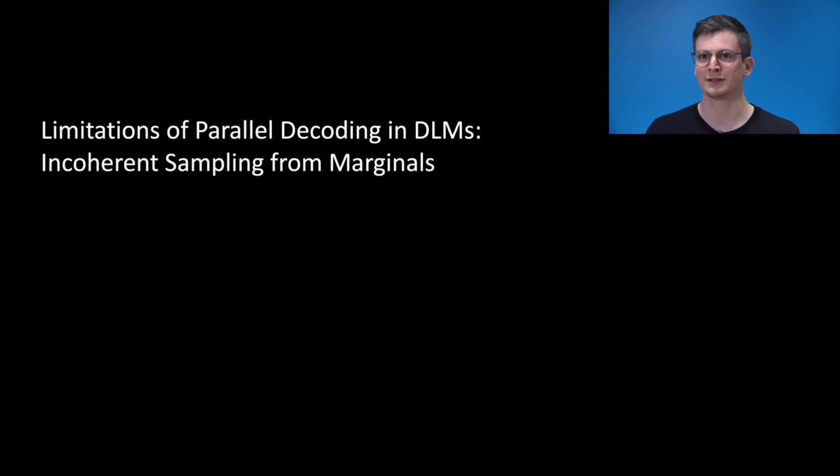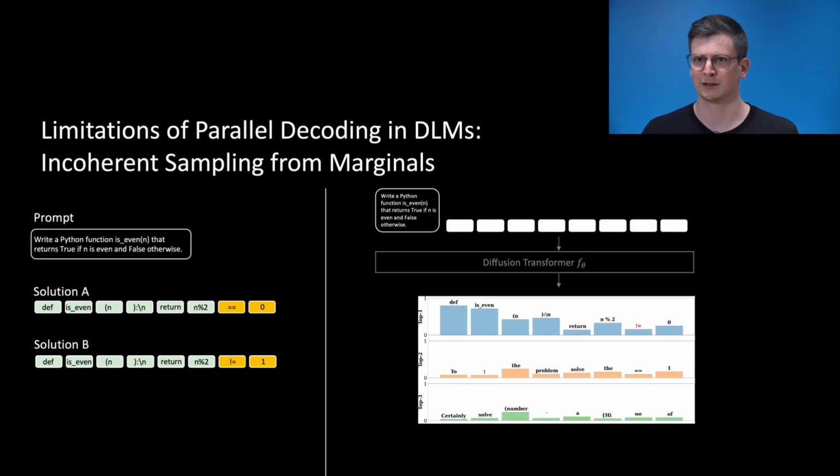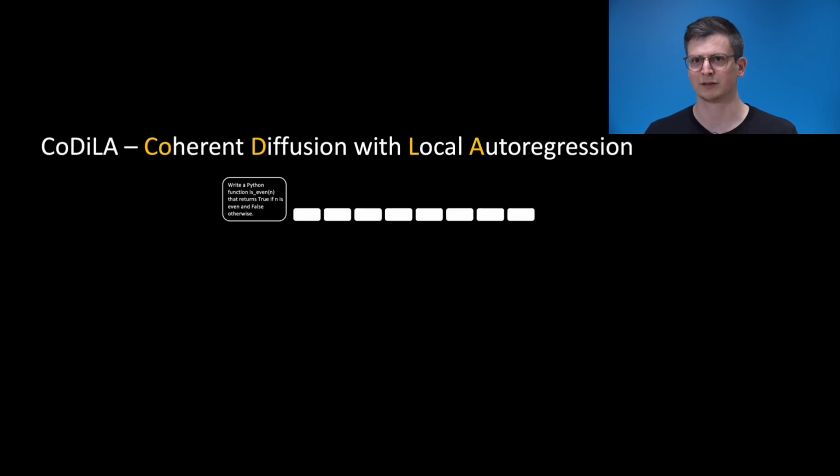However, parallel decoding struggles when multiple valid sequences exist under the data distribution. For example, a prompt asking for a parity function could have multiple valid solutions. This becomes problematic for masked diffusion models because the likelihood of each token is modeled as an independent conditional marginal. If we sample from these marginals independently, we can get incoherent results, like mixing one token from solution A and one from solution B. This incoherent sampling is particularly detrimental in coding, where we can break syntax.